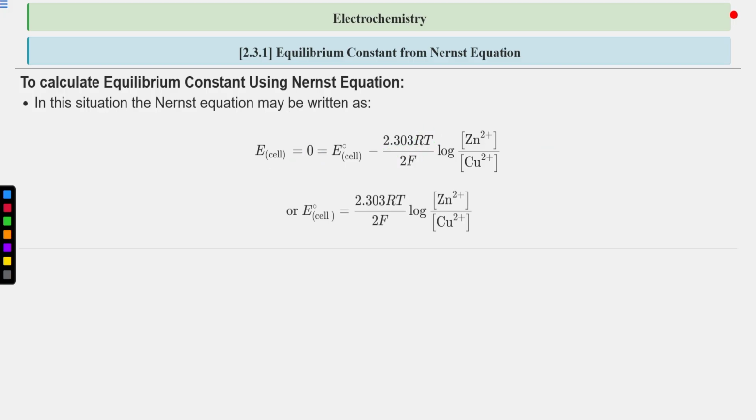Or you can take this E naught of cell on one side and the negative term on the other side to make it positive. So E naught of cell equals 2.303 RT by 2F log zinc 2 plus upon copper 2 plus. R is the gas constant, T is temperature, F is the Faraday constant, and 2 is the number of electrons participating in the redox reaction.